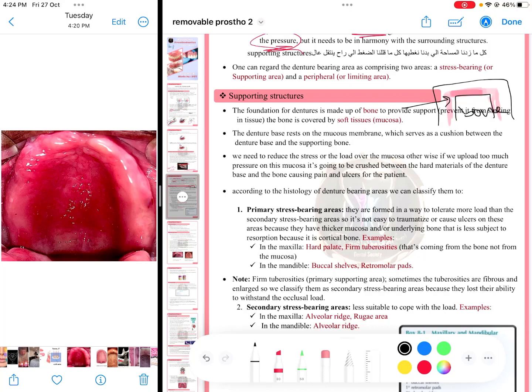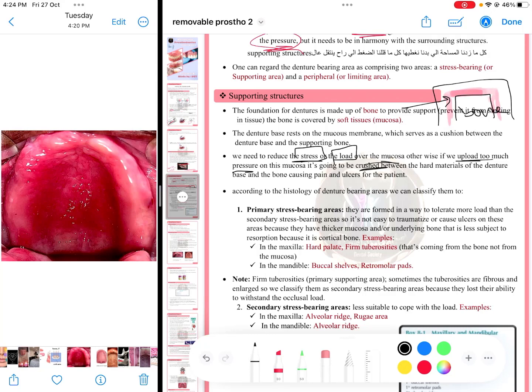Okay, so we need to reduce the stress, as I said before, to reduce the load, to reduce the pressure load on the mucosa. Otherwise, if the load is too much and the pressure is too much, it's going to be what? Crushed. It's like a sandwich. It's going to be crushed.